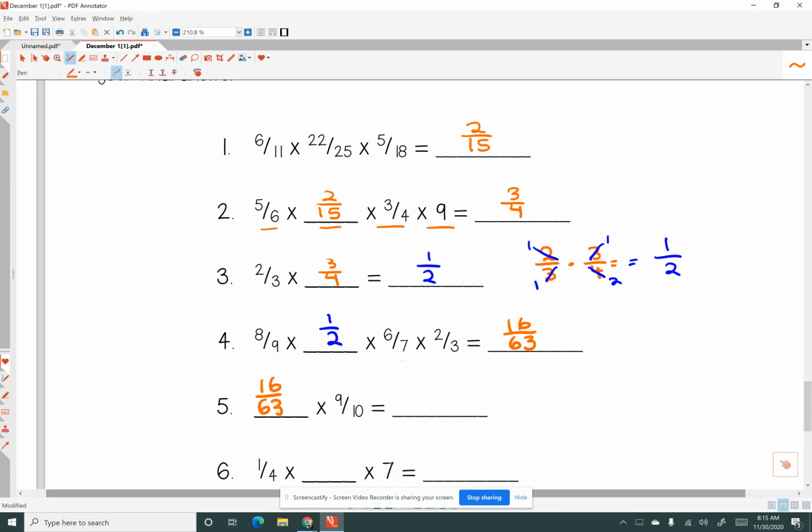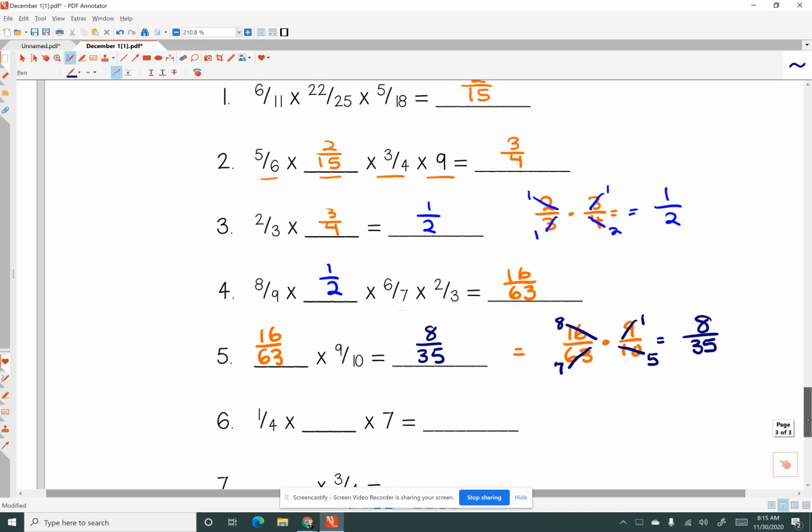And we can work problem number 5, excuse me, right on the paper. So 16 over 63 times 9/10. Lots of simplifying we can do. 9 divided by 9 is 1. 63 divided by 9 is 7. 16 and 10 are both divisible by 2. 16 divided by 2 is 8. 10 divided by 2 is 5, which will give us 8 times 1 is 8. 7 times 5 is 35. And that's our final answer, 8 over 35. Let's roll our paper down.